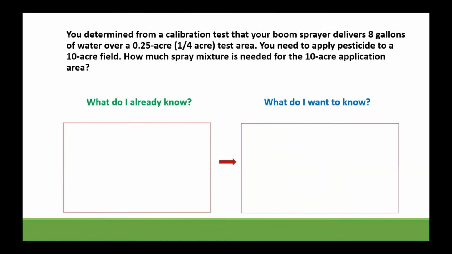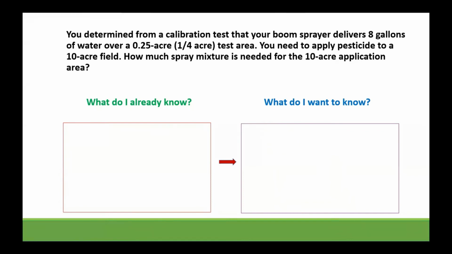You determined from a calibration test that your boom sprayer delivers 8 gallons of water over a 1/4 of an acre test area. You need to apply pesticide to a 10-acre field. How much spray mixture is needed for the 10-acre application area?